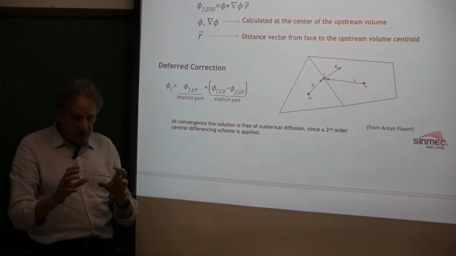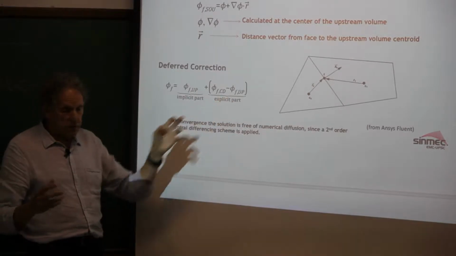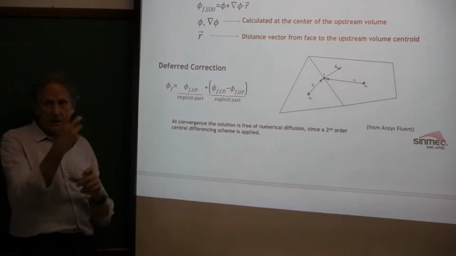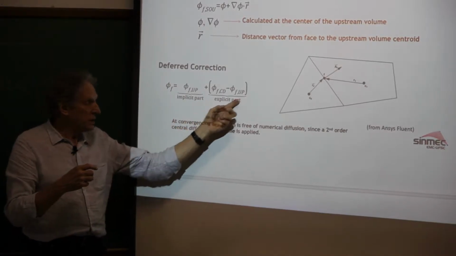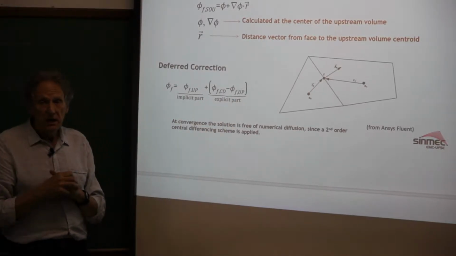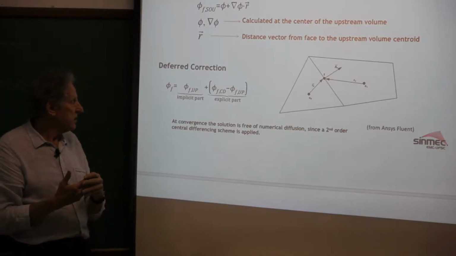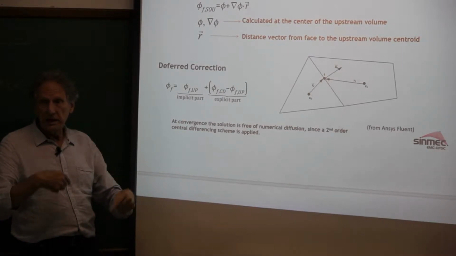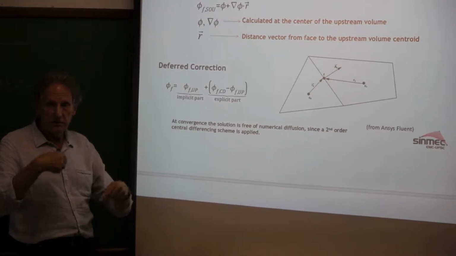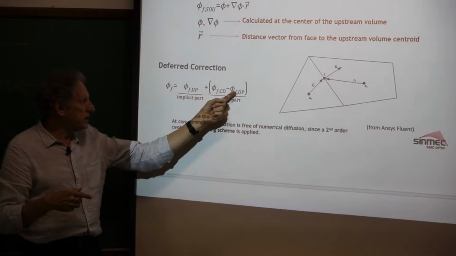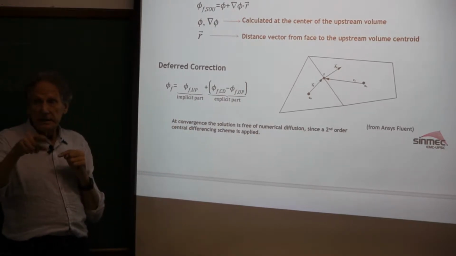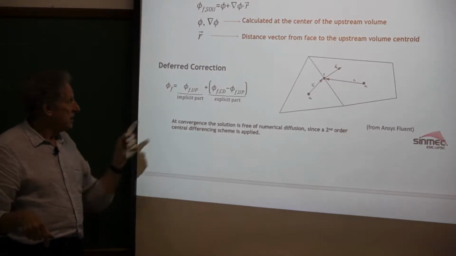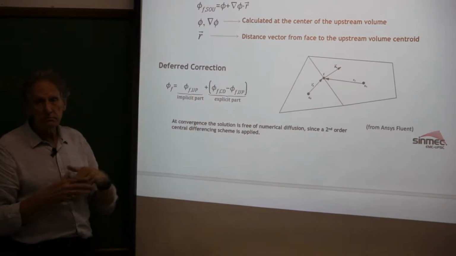You get the central differentiation, you subtract from the upstream. This is the same. But this one I keep implicit, and this one is explicit. But when there is convergence, this cancels with this one. At the end of the iterative process, this cancels with that, and you will have an evaluation of phi at the integration point as a central differential scheme.